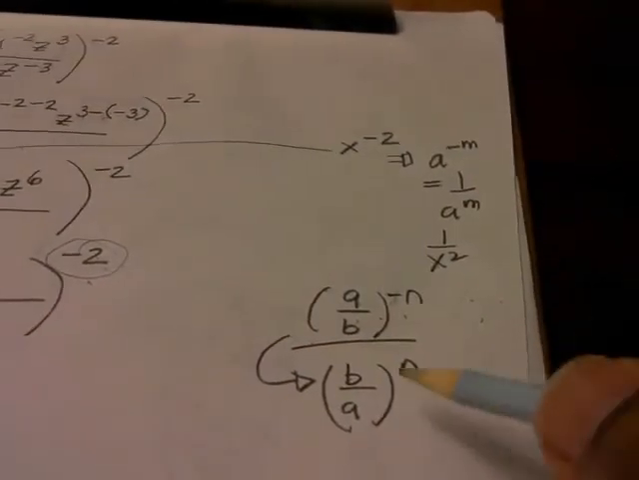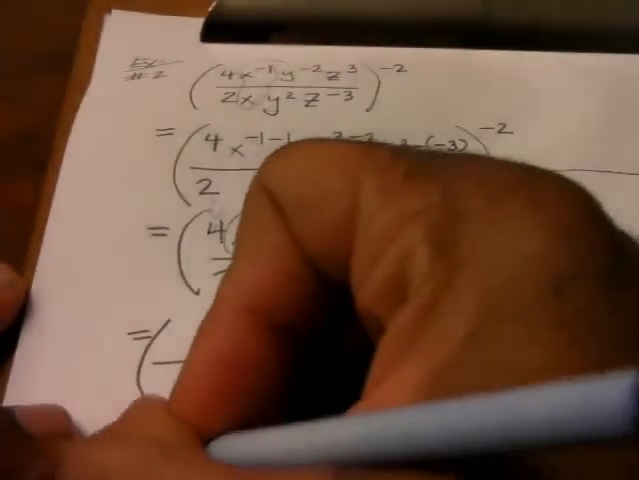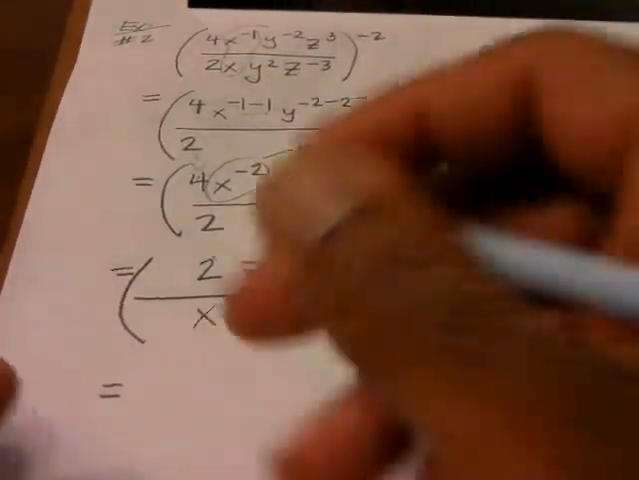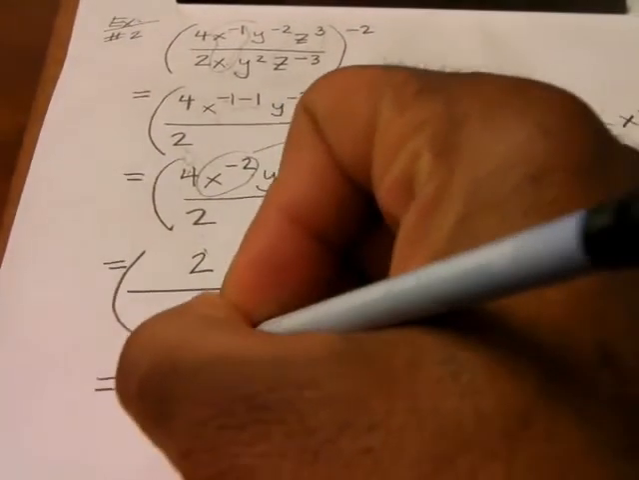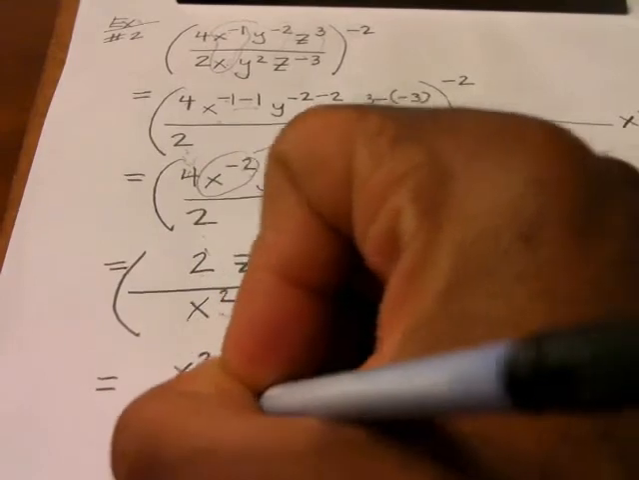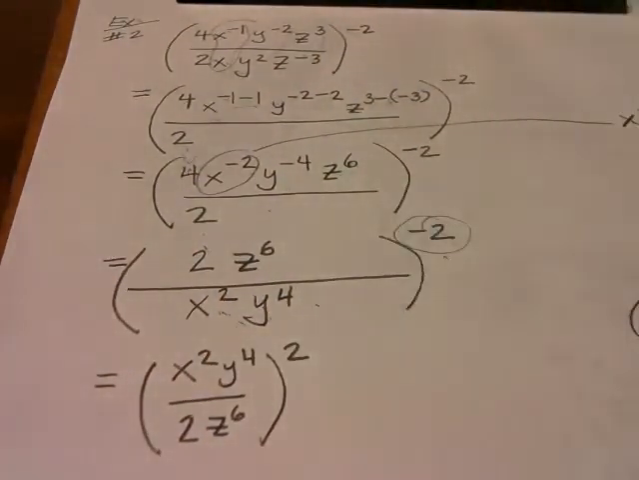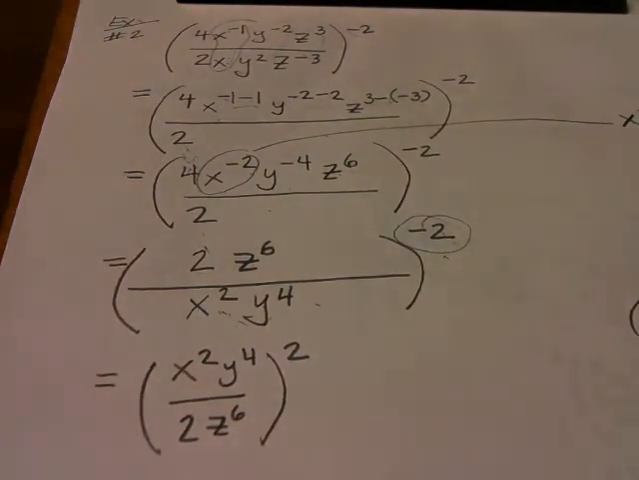And you would change the value of the exponent to positive by just finding the reciprocal of this. Let's do that. We're going to find the reciprocal, which is just flipping this. Just flip it. So you have x squared, y to the 4th, 2z to the 6, raised to the power of 2. So it becomes positive, right?